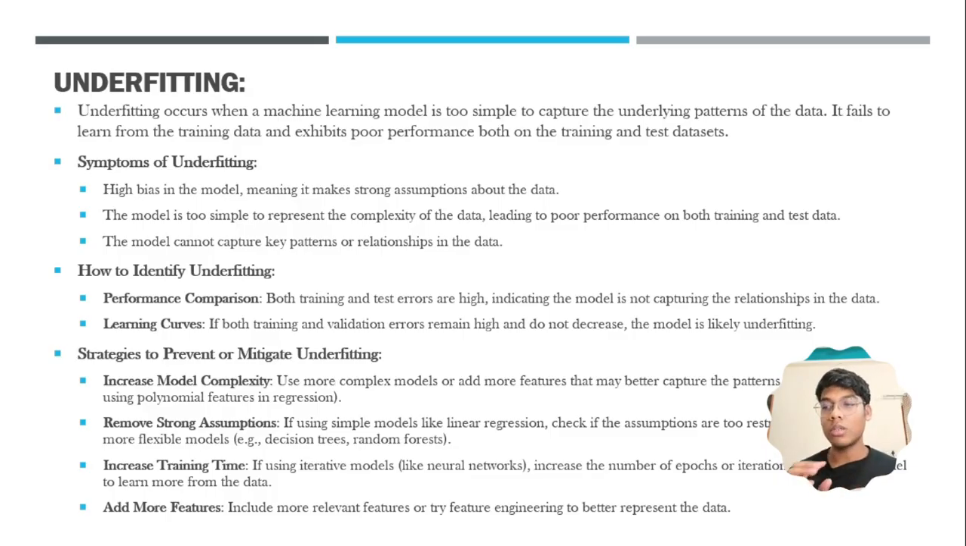The third point is to increase training time. If using iterative models like neural networks, increase the number of epochs or iterations to allow the models to learn more from the data. Add more features: include more relevant features or try feature engineering to better represent the data.